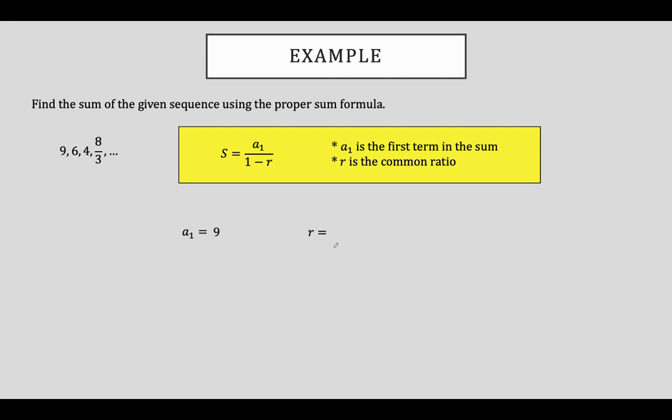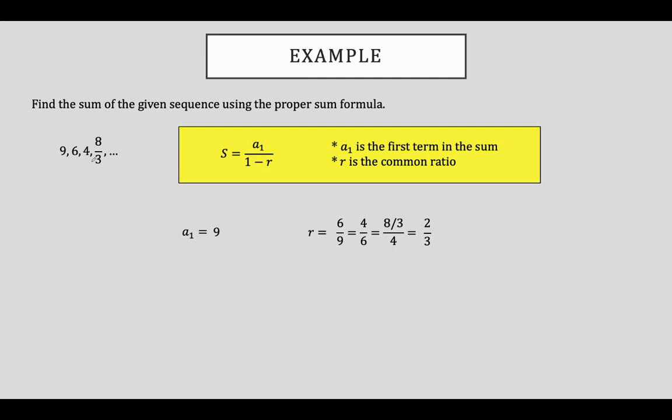r is the common ratio between our terms. Well, we don't have the sequence written out, but we do know that geometric sequences have a common ratio, and that common ratio is found by taking one term and dividing by the previous term. In other words, I could take 6 and divide by 9, or 4 and divide by 6, or 8/3 and divide by 4. And all of those must give me the exact same value if the sequence is geometric. And it is. All of these reduce to 2/3 for our common ratio.